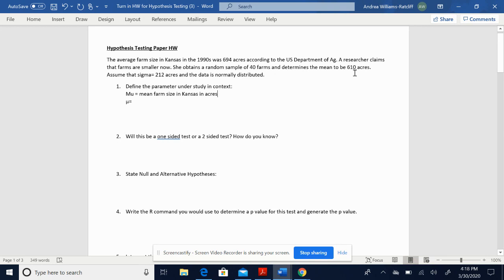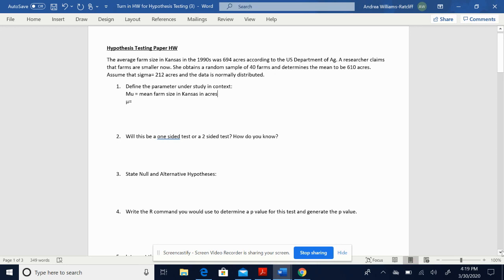If you are still somebody who does not know the differences in your symbols, you need to sit down with some flashcards, because that is not going away, and it's going to cause you to miss every single one of these if you do not understand the difference between mu and X bar. That's majorly important. 610 acres is not mu, and it is not our null. Our sample is the evidence that supports the claim we make. It is not part of the claim itself. So here my null value is 694. My alternative, of course, is going to be less than that because these are smaller.